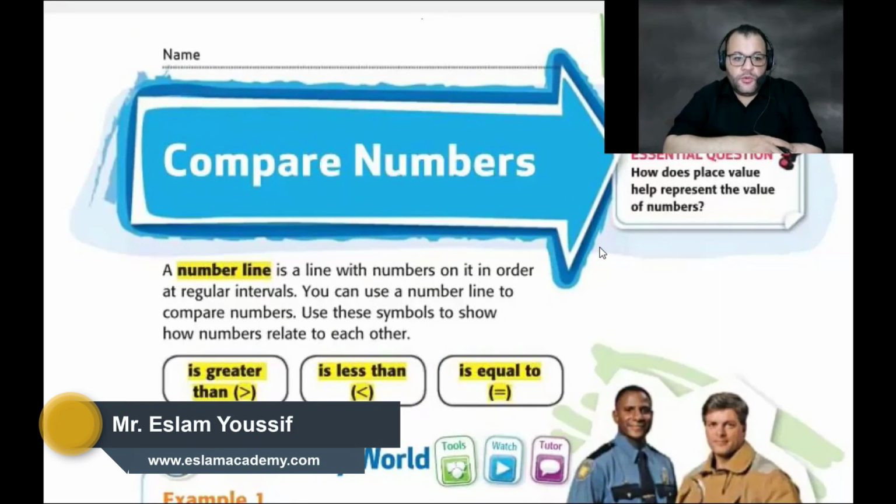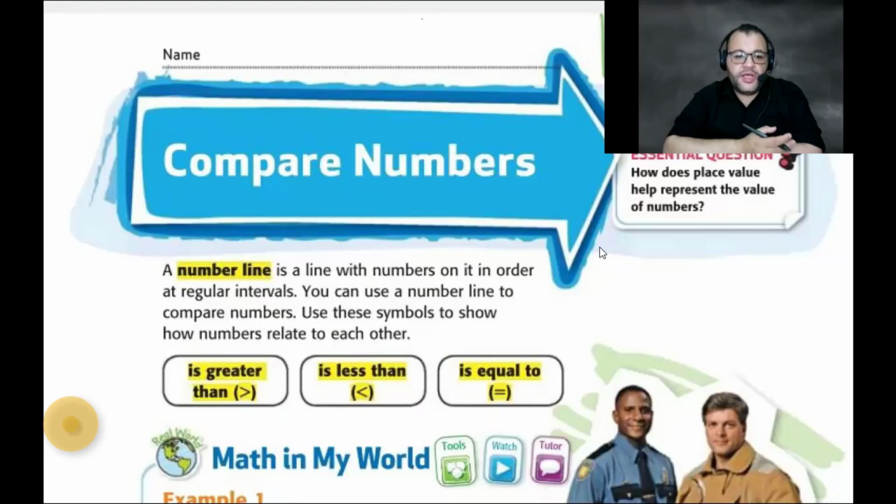Today, inshallah, we're talking about comparing numbers. What is the meaning of comparing numbers? We have two numbers, and we need to find the relation between them: if one of them is greater than the other, or smaller than, or equal.